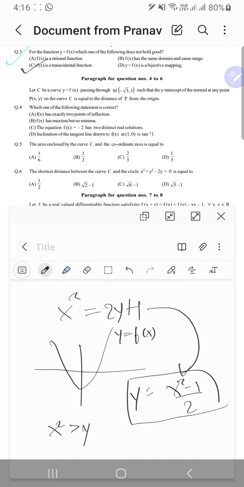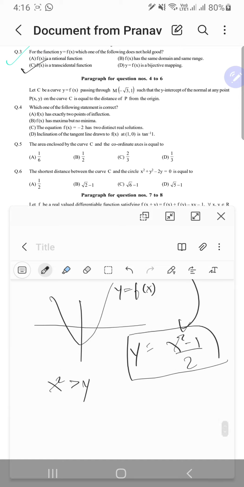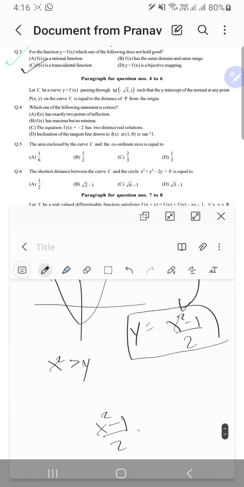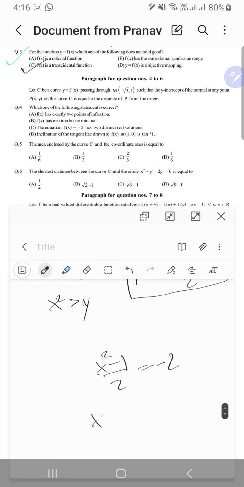The equation f of x equal to minus 2 has two distinct real solutions. You just want x squared minus 1 upon 2 equal to minus 2. So x squared minus 1 equal to minus 4. This doesn't look good. I don't think so.